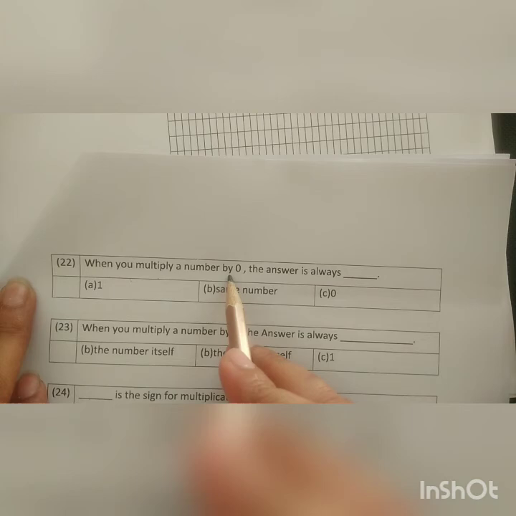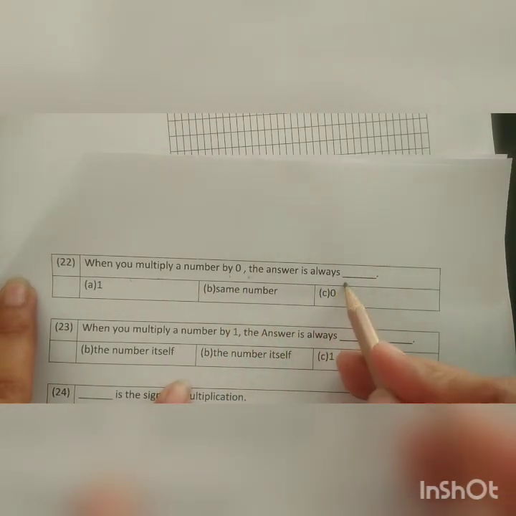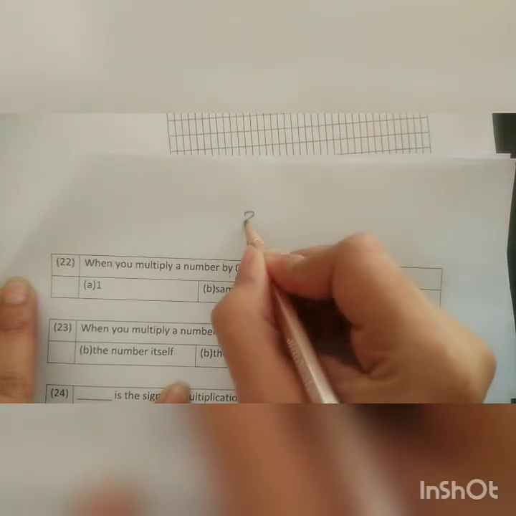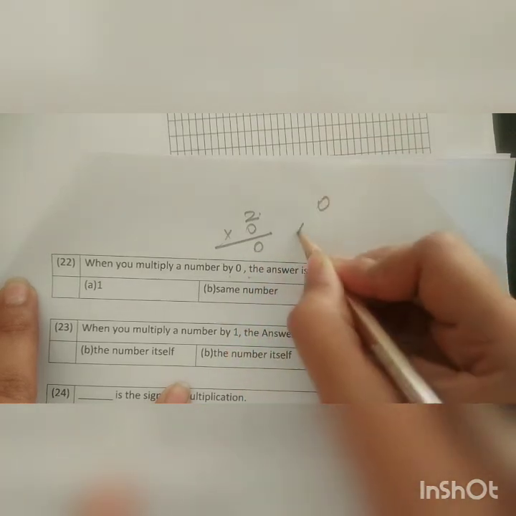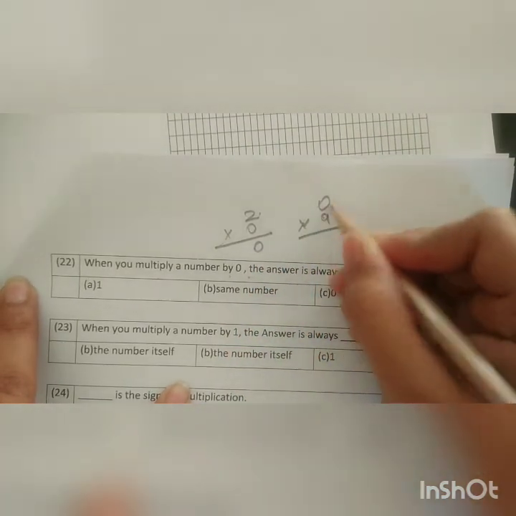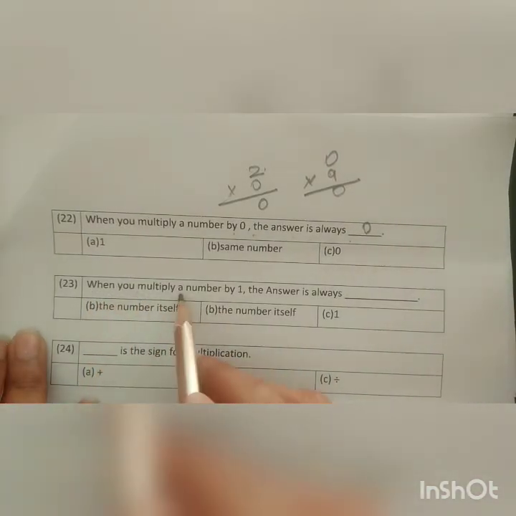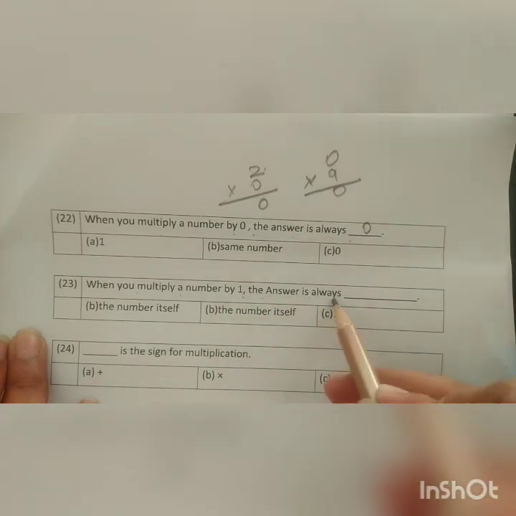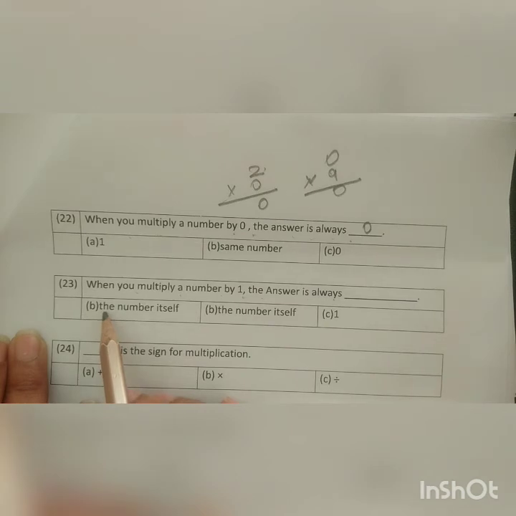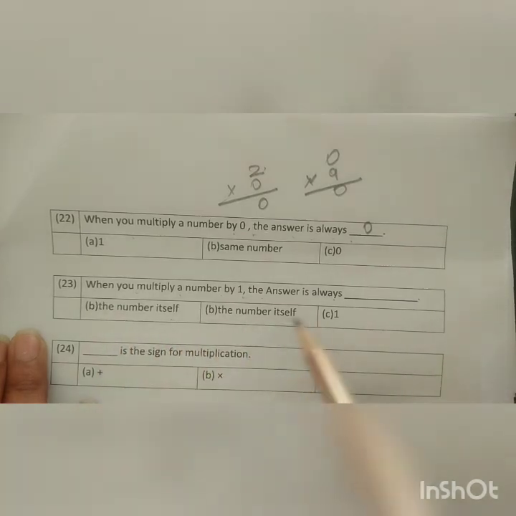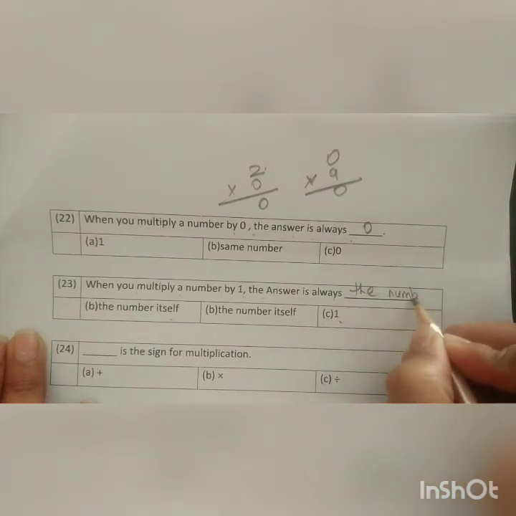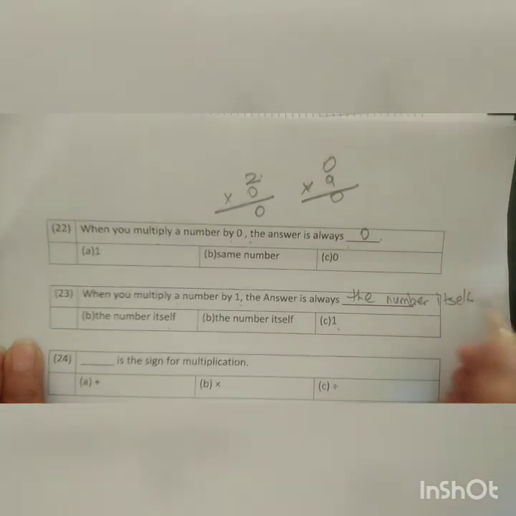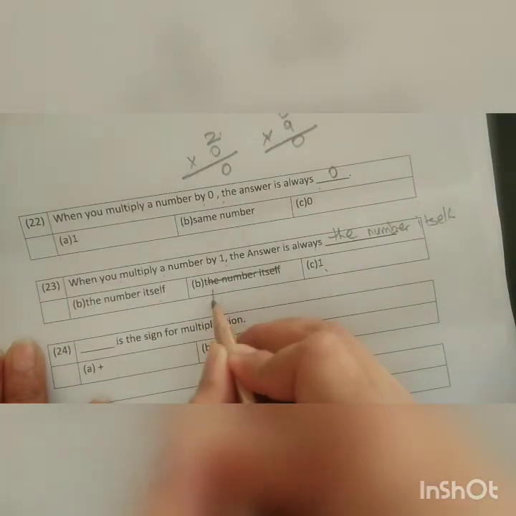When you multiply a number by 0, the answer is always 0. Because if we multiply 2 by 0, then 2 zeros will always be 0. If we multiply 0 by 9 also, 9 zeros will still be 0. Understood? Now 23rd. When you multiply a number by 1, the answer is always the number itself or 1. That means the answer is the number itself. Okay. Here actually the same number will come.